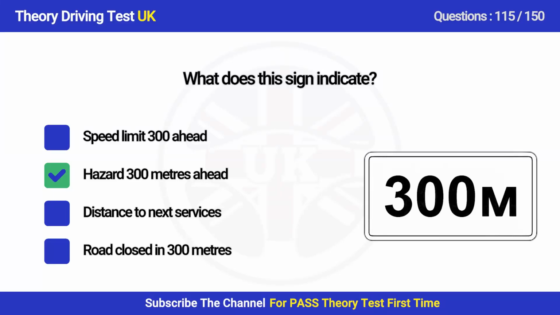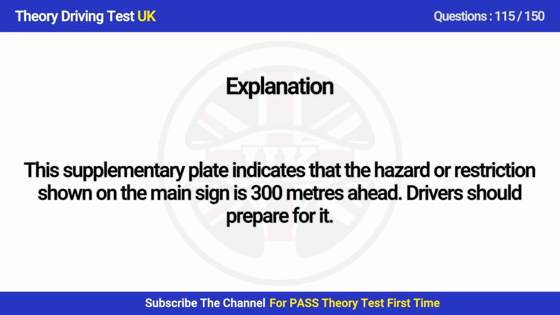Answer is B. Hazard 300 meters ahead. This supplementary plate indicates that the hazard or restriction shown on the main sign is 300 meters ahead. Drivers should prepare for it.